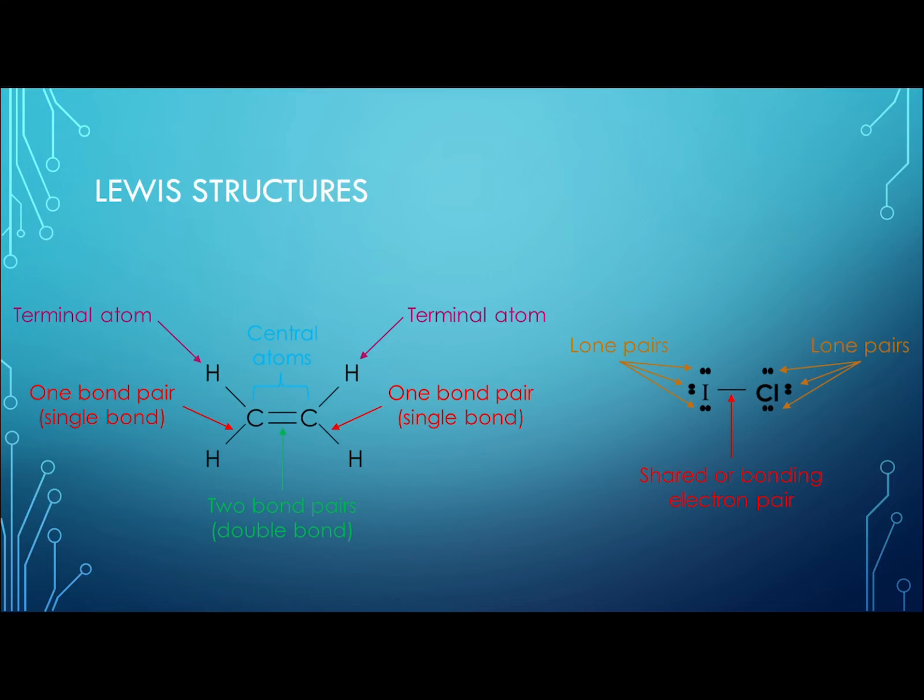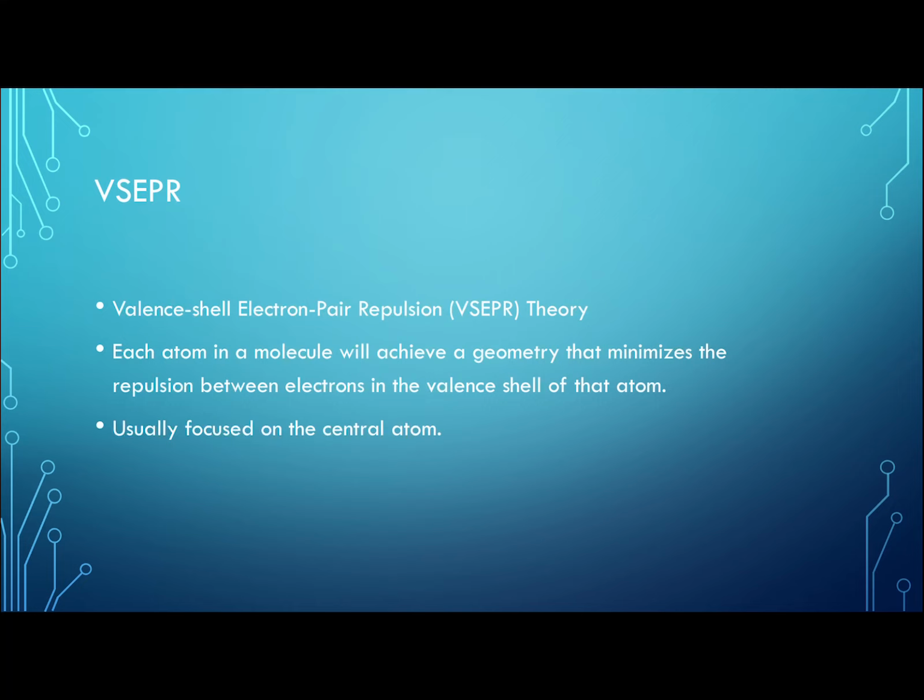And what we get is a Lewis structure that looks something like this. We have a central atom. In this case, we have 2 central atoms. And then we have peripheral or terminal atoms. We have single bonds, double bonds, or we can have lone pairs. Now, hopefully you guys are familiar with Lewis structures already, which is why I went a little bit fast.